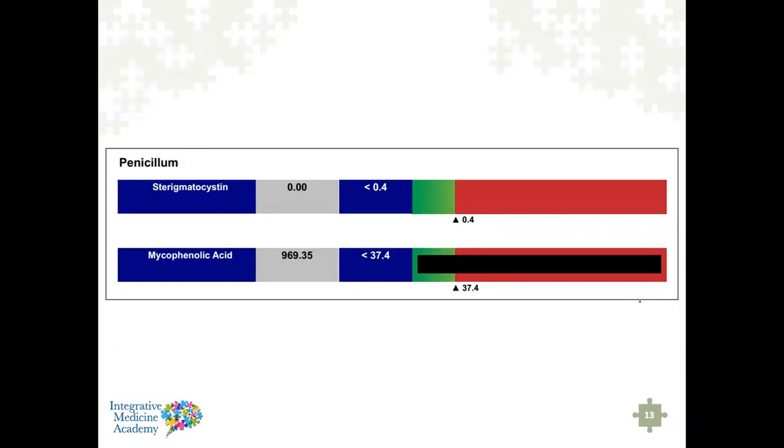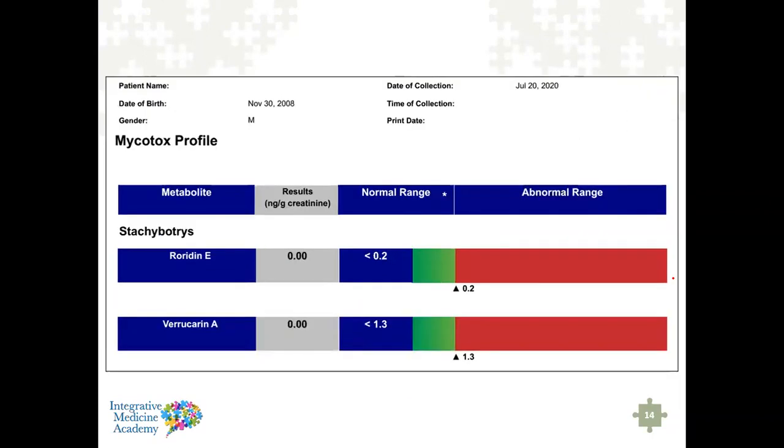They also have elevations of mycophenolic, okay? So we know that it is immune suppressive. The Stachybotrys mycotoxins, the Roridin E, the Verrucarin A, these things are what are called trichothecenes. It's sort of this chemical, very toxic mycotoxins. All these trichothecenes have similar chemical structures. Stachybotrys is that black mold that's very, very dangerous.